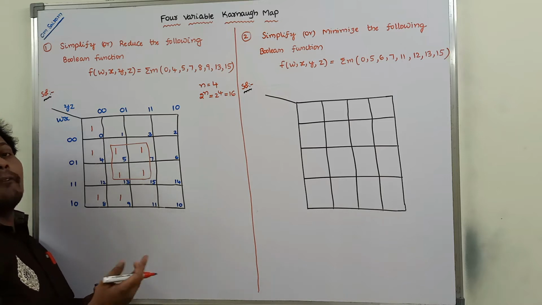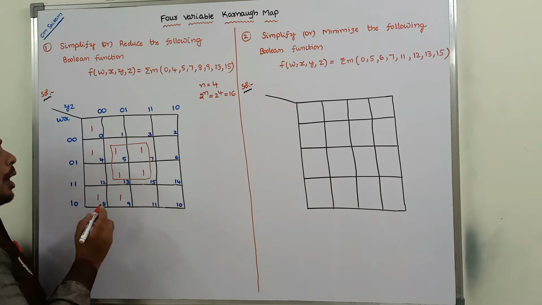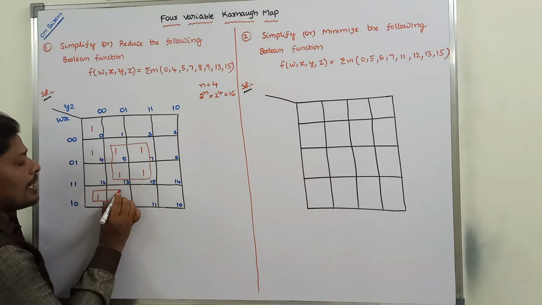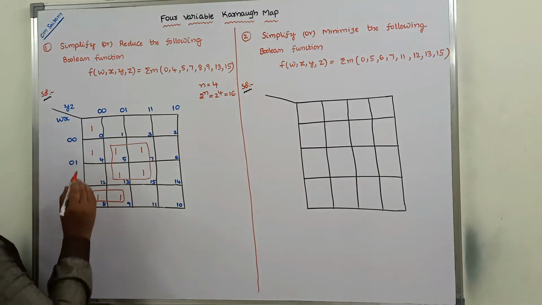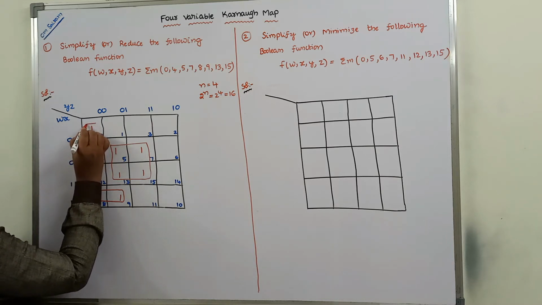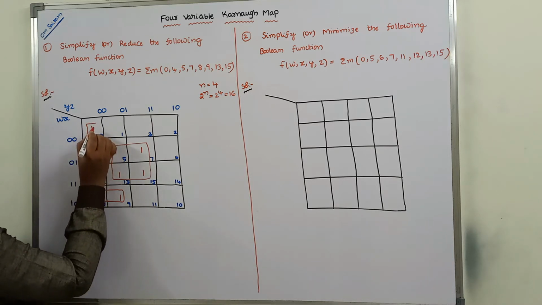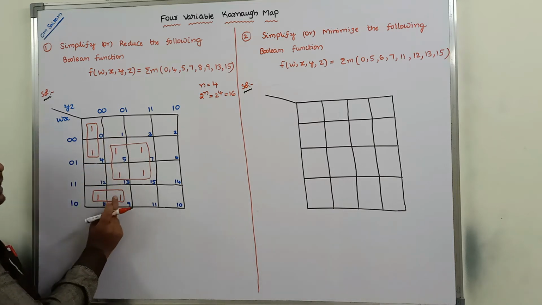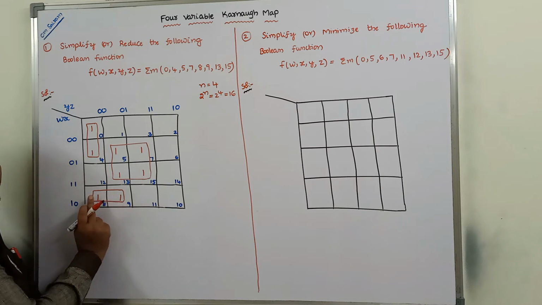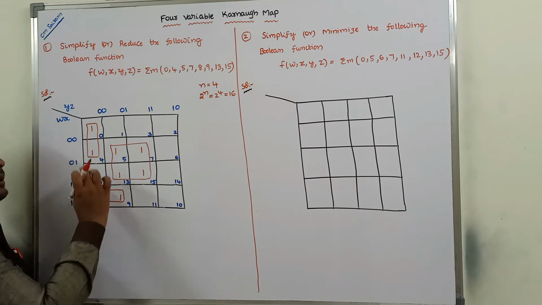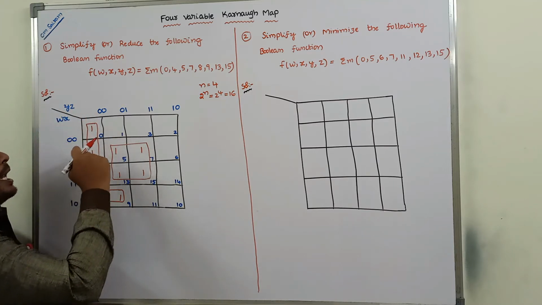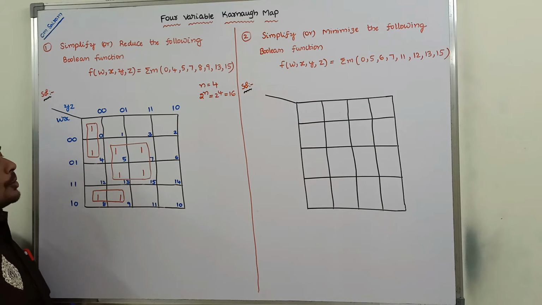Next priority is given to the pair. These 2 ones are adjacent, so they can be formed as a pair. Next, these 2 ones are adjacent column wise, so they can be formed as a pair. These 2 ones are adjacent row wise, so they can be formed as a pair. These 2 ones are adjacent column wise, so they can be formed as a pair. So now all 8 ones are covered.